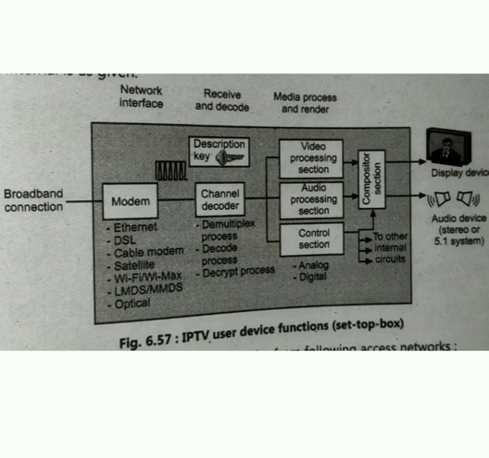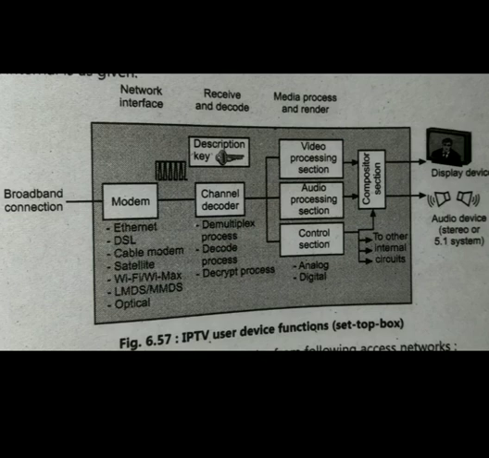The output of the channel decoder is given to different inputs. As you can see, it is given to the video processing section, where the signal is a video signal; the audio processing section, where the signal is an audio signal; and after that the control section, where the signal is a control signal. There are two types of signal, analog and digital, and both are present in the video processing section, audio processing section and control section.